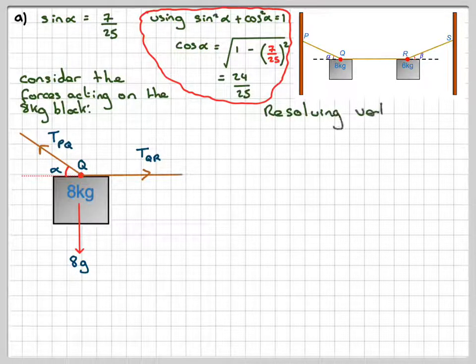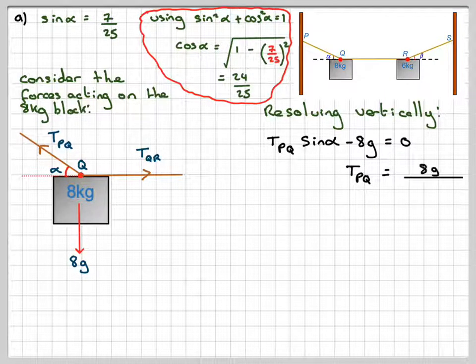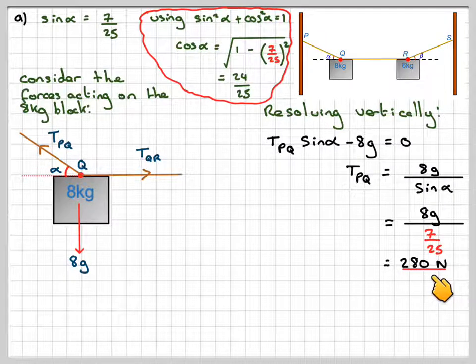So resolving vertically, we're going to have the tension PQ sine of alpha minus 8G. This force will not have any effect when we're resolving that way, and that's equal to 0. So we've only got one unknown here, which is TPQ, because we have sine alpha as 7/25. So TPQ will be 8G over sine alpha, which is 8G divided by 7/25, which, taking G as 9.8, will give me 280 newtons.